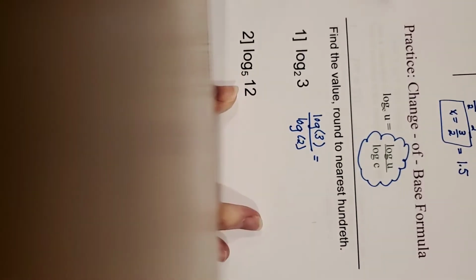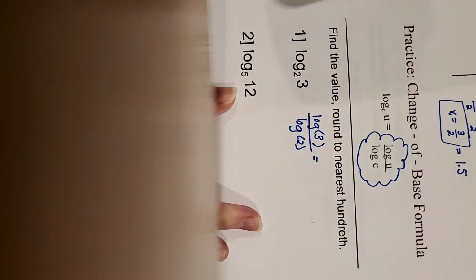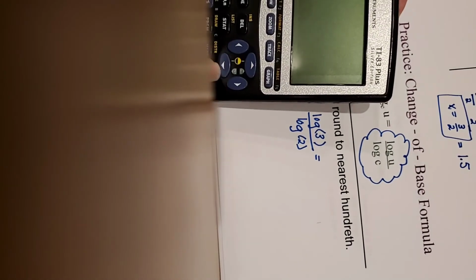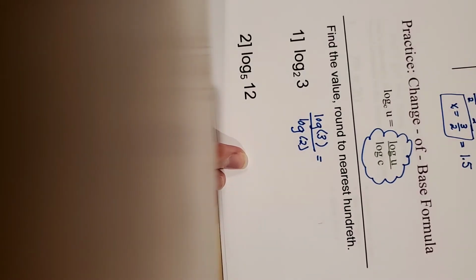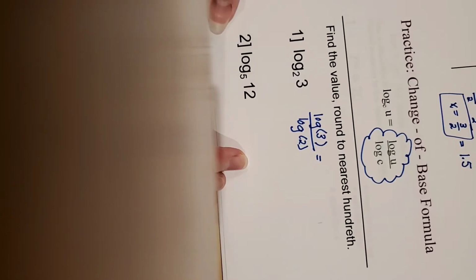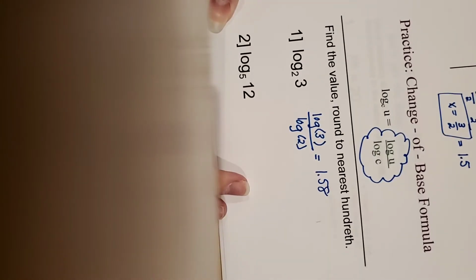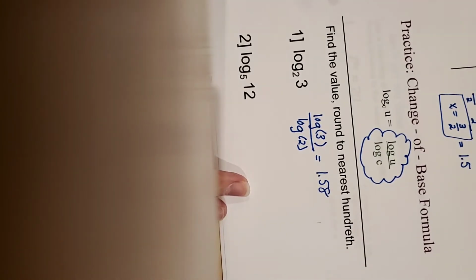You want to make sure that you're typing this in the calculator correctly so that you are getting the same answer that I'm getting. When you type that in, we should end up getting, if we round to the nearest hundredths, 1.58. Take a moment and make sure you know where to find those keys on your calculator.